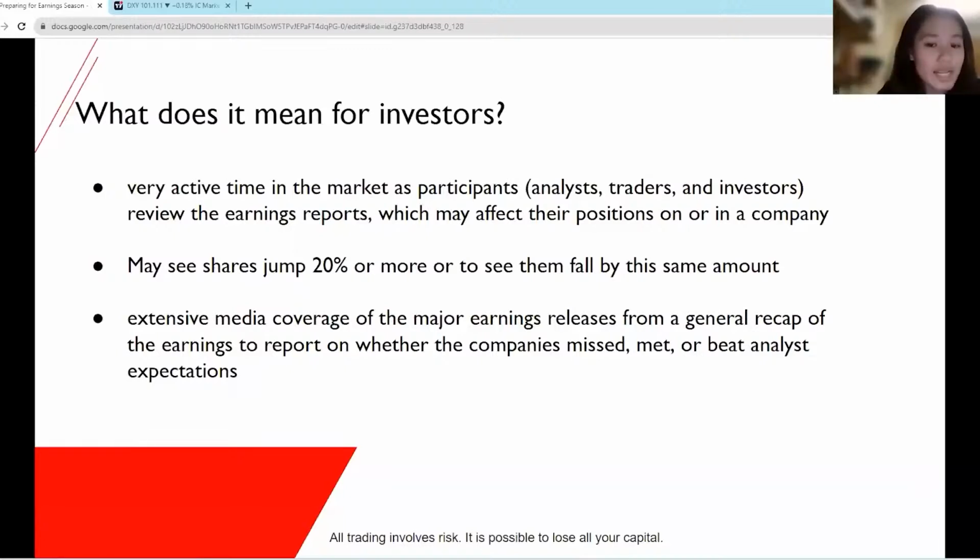So it's also a highly active time for the financial news media, such as CNBC and the Wall Street Journal. There is extensive media coverage of the major earnings releases, from a general recap of the earnings to a report on whether the companies missed, met, or beat analyst expectations.